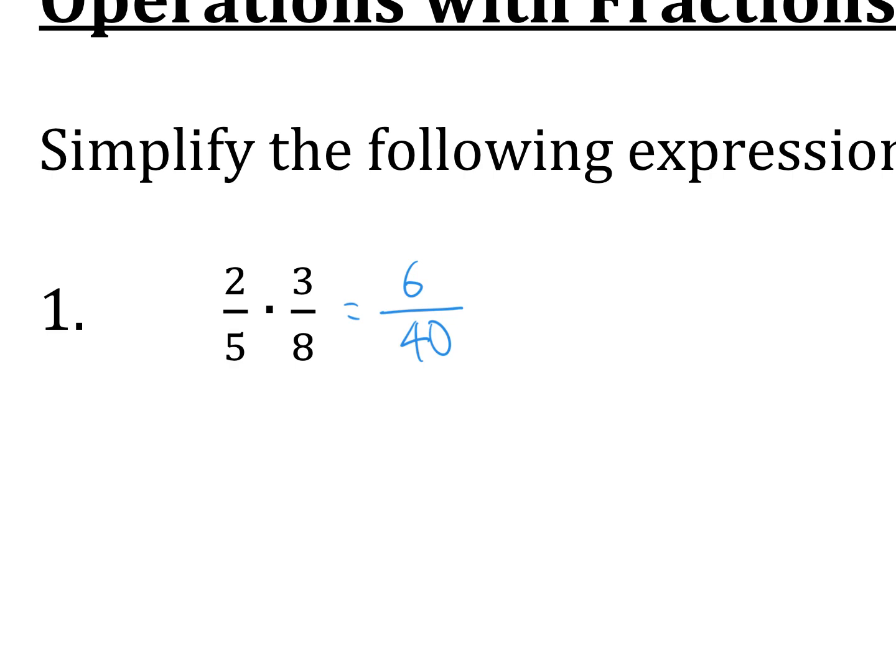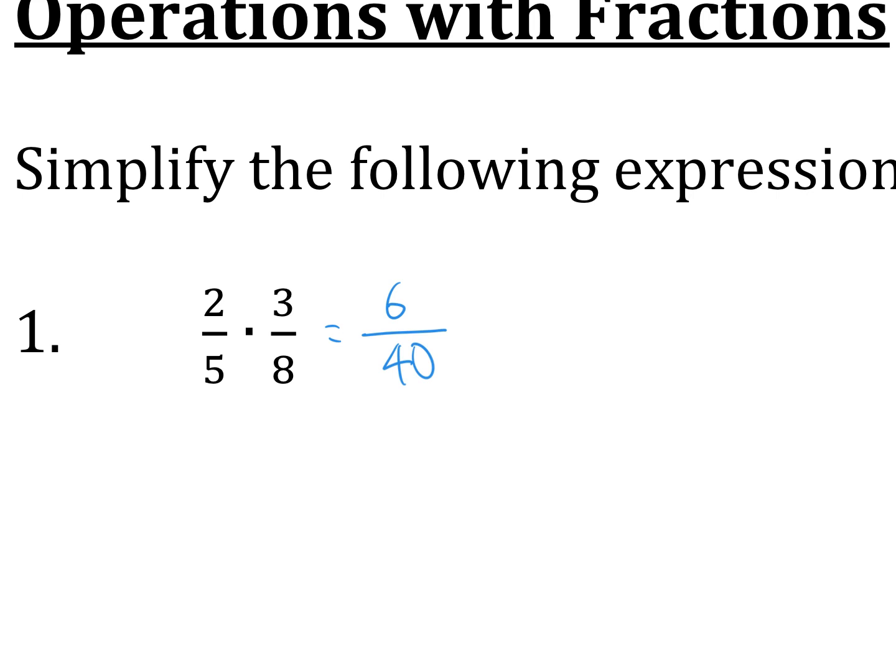We have to find the biggest number that goes into 6 and 40. If it helps you, you can list the factors of 6. We got 1, 2, 3, and 6. So what's the biggest number of these that goes into 40 as well? Probably going to be 2, right?